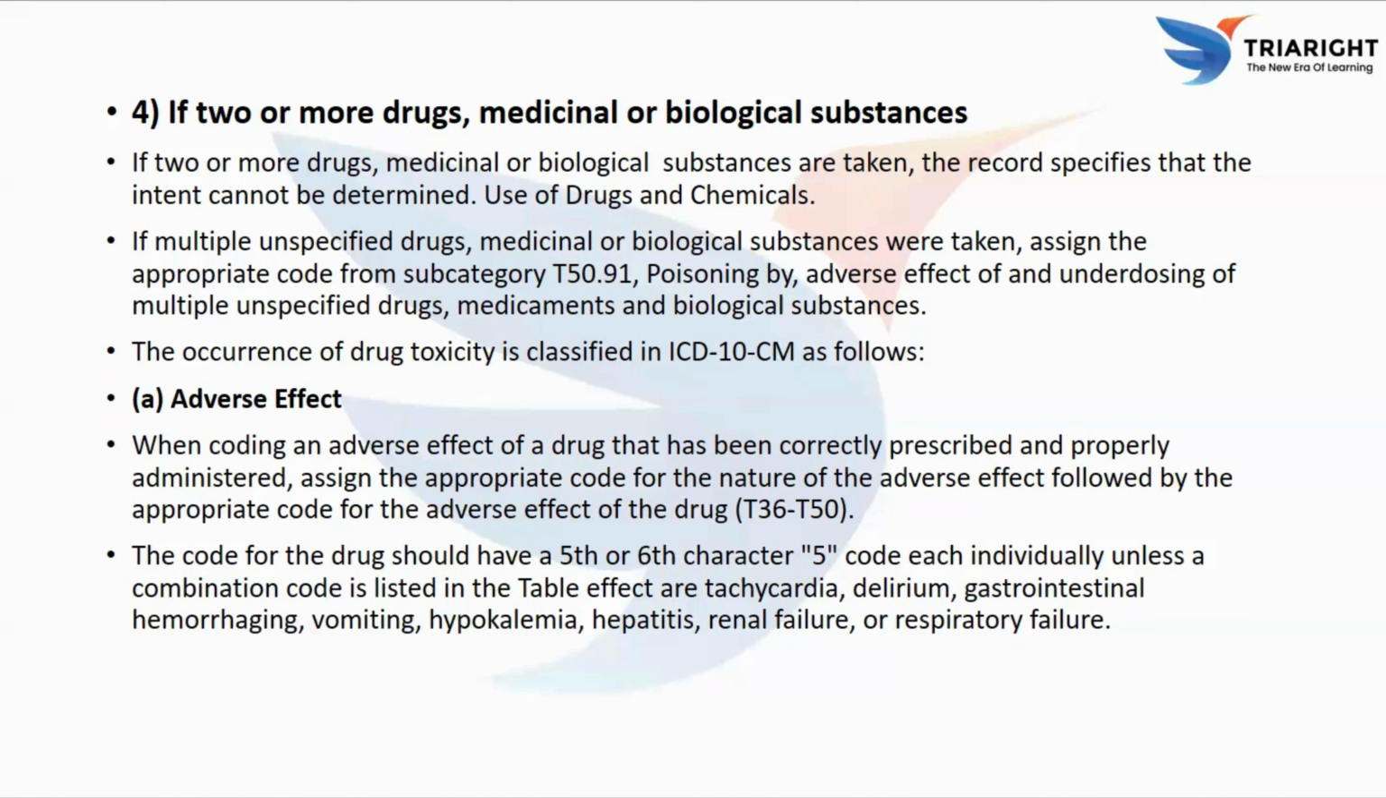There is an example. It's a clinical scenario where a patient develops vomiting after taking a correctly prescribed antibiotic. So how do you code? You have to code vomiting, the symptom code, and then the adverse effect of the penicillin, the given antibiotic, as T36.0X5. But you should not code it as poisoning, so do not add the external cause code over here.